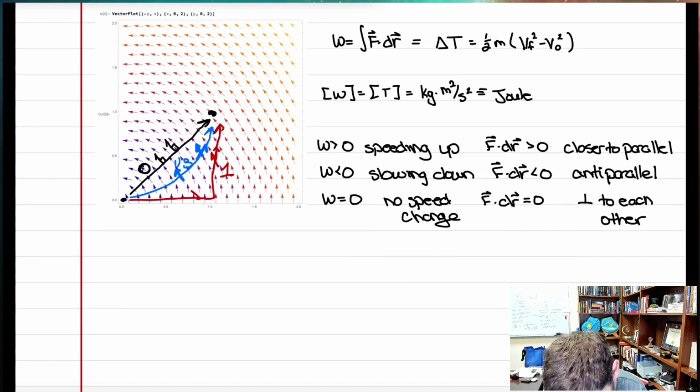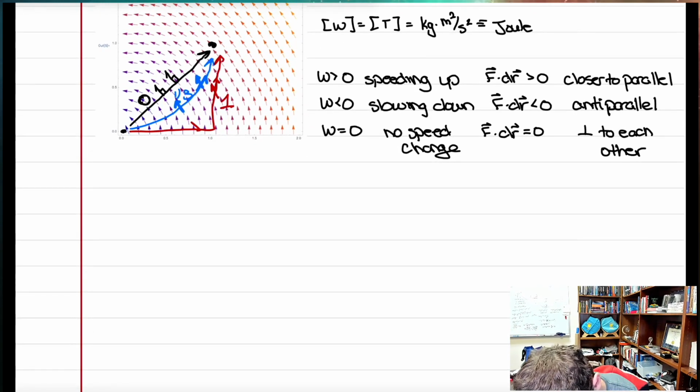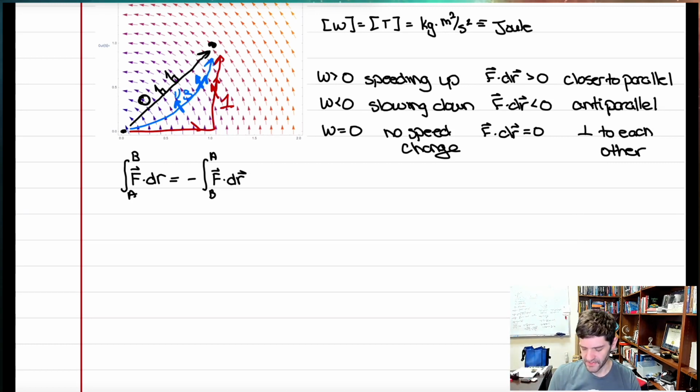What are some other results we also laid down? For position-dependent forces, when you go from A to B, that is going to be the negative of the integral you get when you go from B to A, which might seem familiar from regular integrals. That also holds for line integrals, for these position-dependent integrals. If it depended on velocity or time, that might not necessarily be the case, but when it's position only, then this holds.